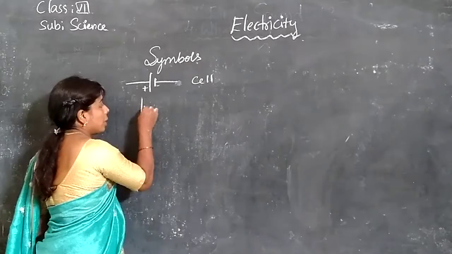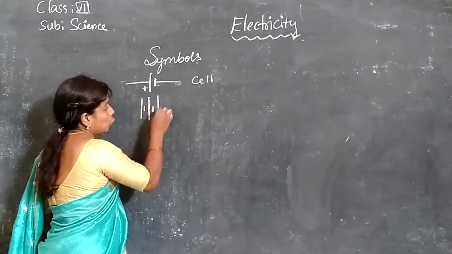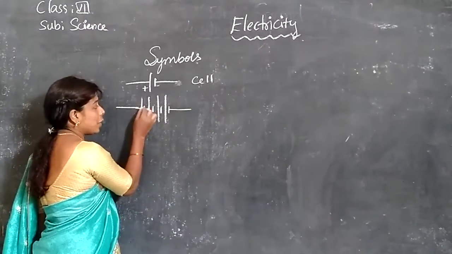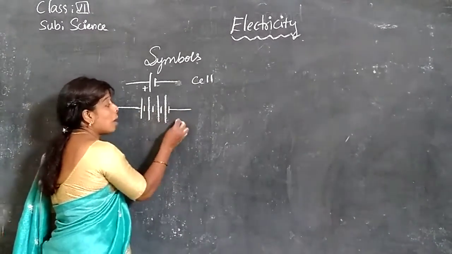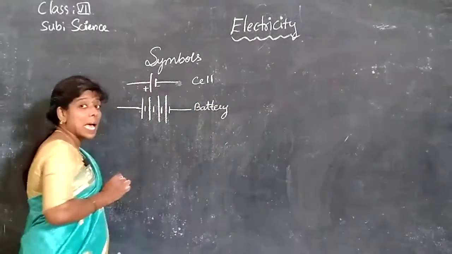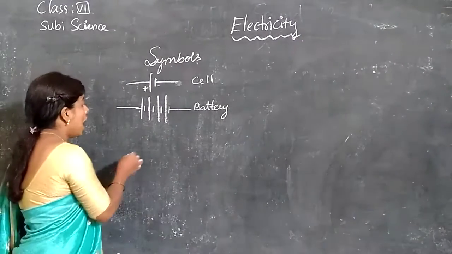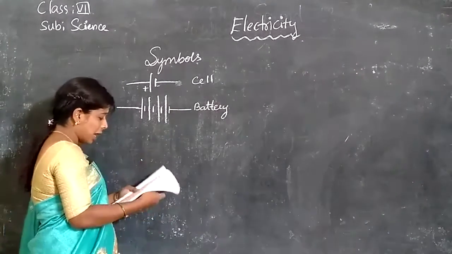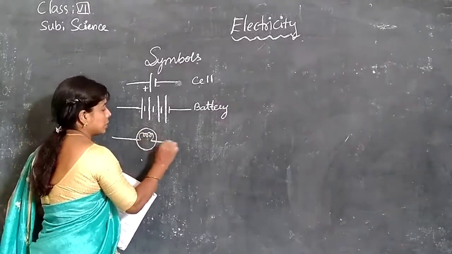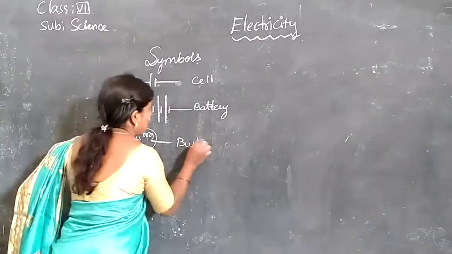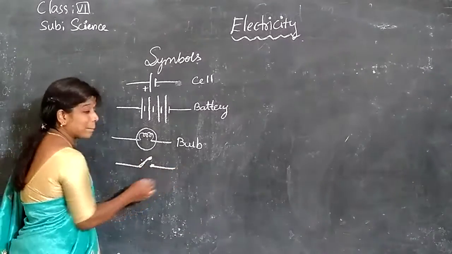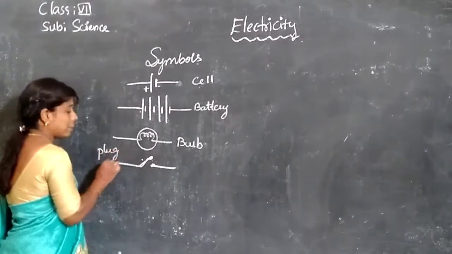And see this one. Observe a group of cells here. This is up to here one cell. A group of cells we will say is a battery. And here let me write the bulb symbol. And see this one, this is the plug symbol.